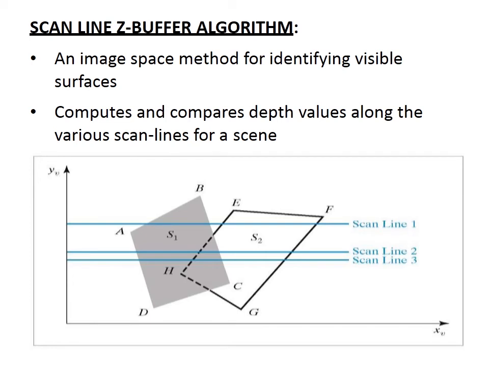So here we have the scanline z buffer algorithm. The scanline algorithm is an image space algorithm for identifying visible surfaces. It computes and compares depth values along the various scan lines for scenes. We have scan line 1, scan line 2 and scan line 3. It uses the concept of area coherence.